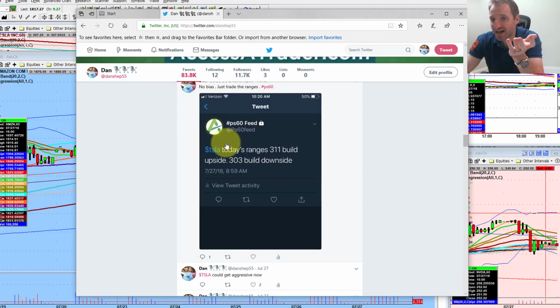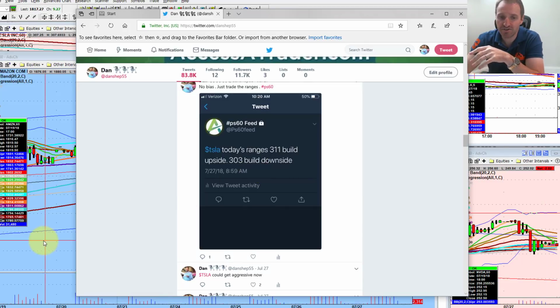And again, we tweeted this out pre-market. Look at the time. Pre-market. Today's ranges, 311 to the upside, 303 to the downside. There's nothing mentioned in this message about financials, Elon's nuts, Elon's a genius. It's all about price action. And again, you could tell why.